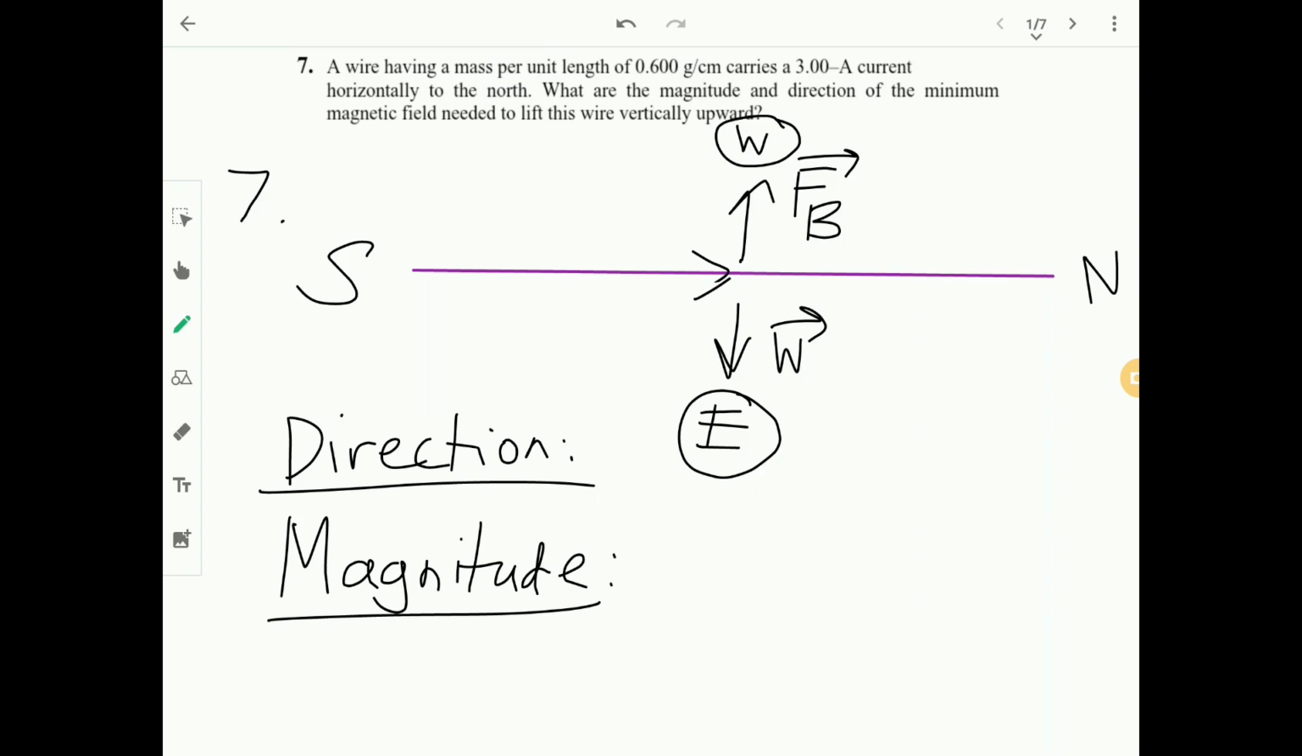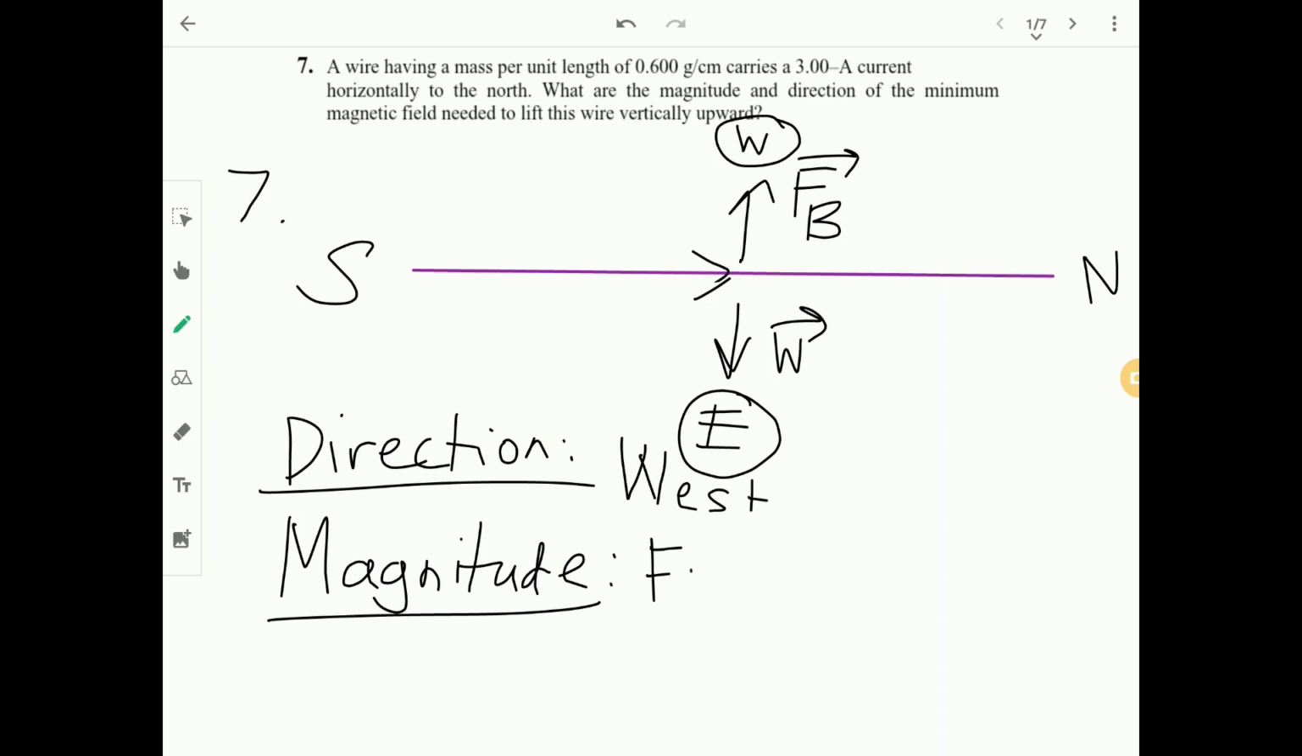So this is actually what happens in maglev trains, magnetic levitation trains. Obviously you have much bigger scales there, but this is a very simplified explanation of what happens. So let's think about first the direction, right? Our thumb goes to the right, our middle finger goes vertically upwards, and then naturally our index finger points into the page, or to the west direction. So our direction here is the west.